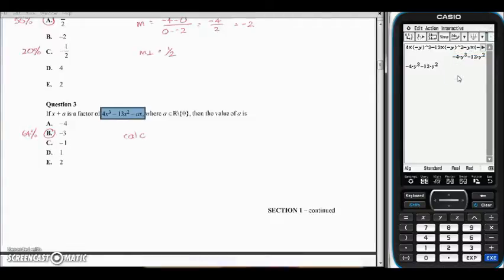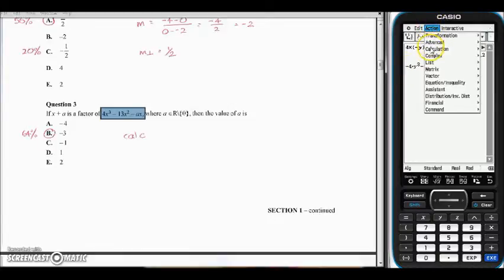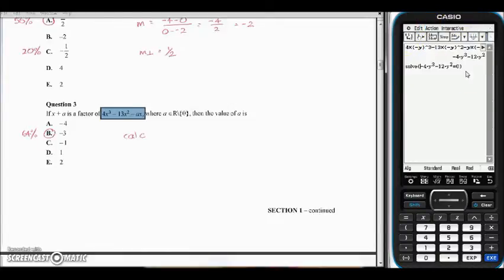Okay, so if I set that equal to 0 and solve with respect to y, so I'll do comma y, I get -3 or 0. Now we know that a can't be 0, so the answer is -3, so B.